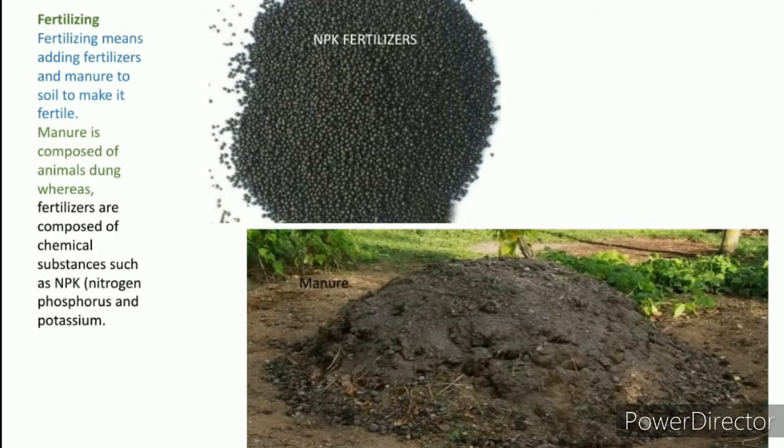After the irrigation is done, the soil has to be fertilized. Fertilizing means adding fertilizers and manure to soil to make it fertile. Manure is composed of animals' dung, whereas fertilizers are composed of chemical substances such as NPK, nitrogen, phosphorus, and potassium. It is also termed as urea, which is used in increasing the fertility of the soil.